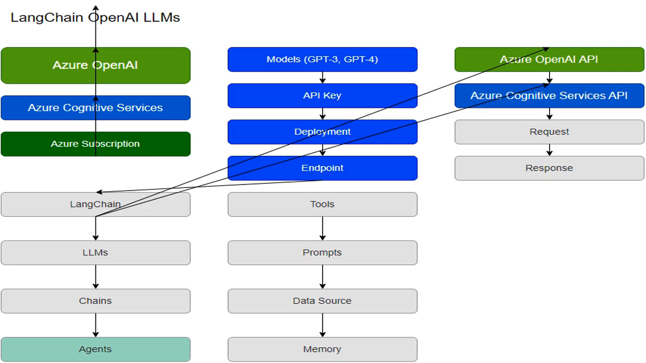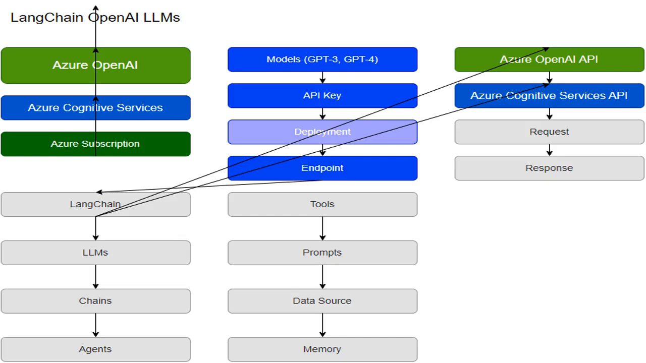Agents are entities that break down complex tasks into smaller steps, using LLMs and various tools. Agents are used by LangChain. Agents leverage LLMs. Agents may use tools to perform tasks. Tools are external components, like data sources, prompts, and memories, that can be used by chains and agents. Tools are used by chains. Tools are used by agents.